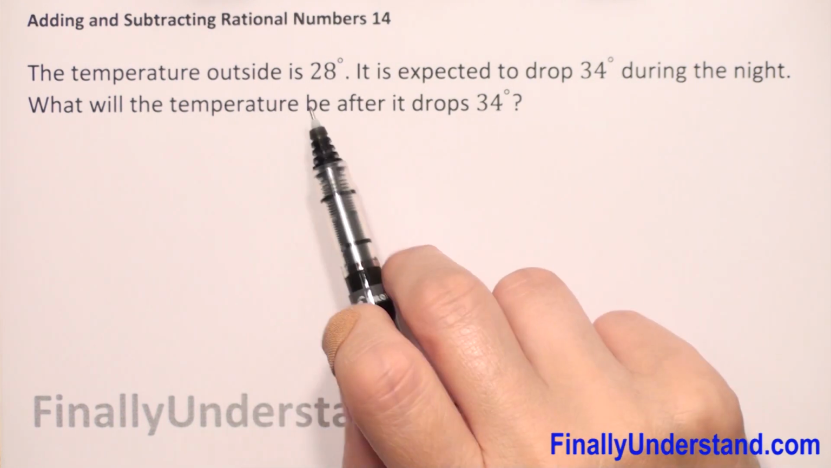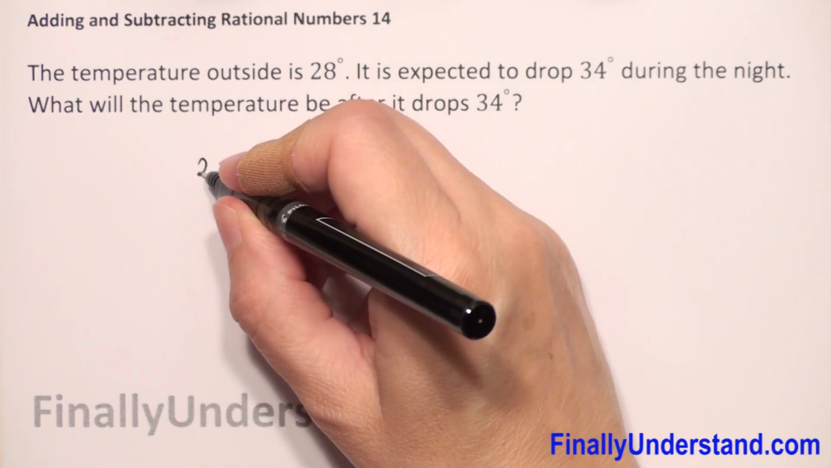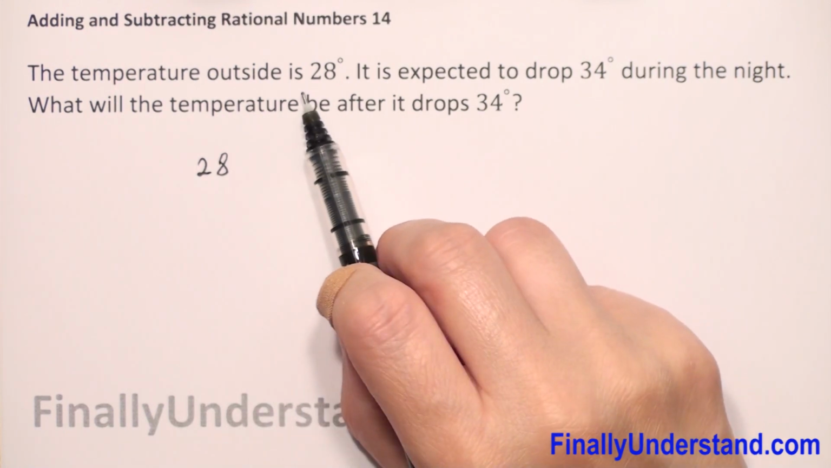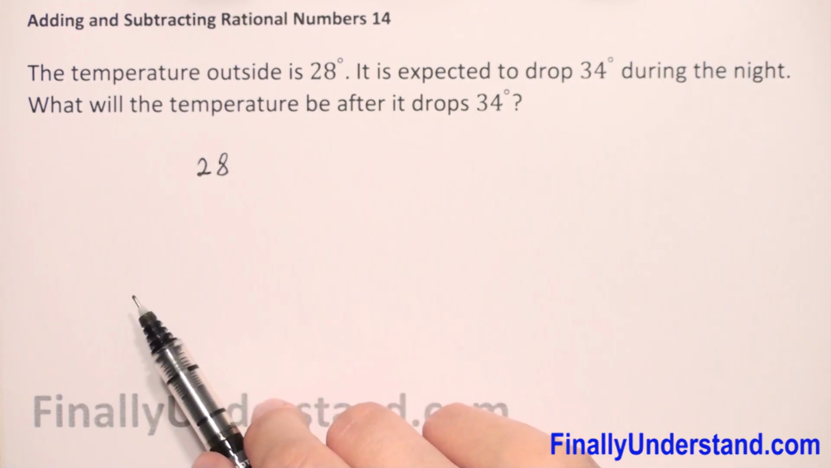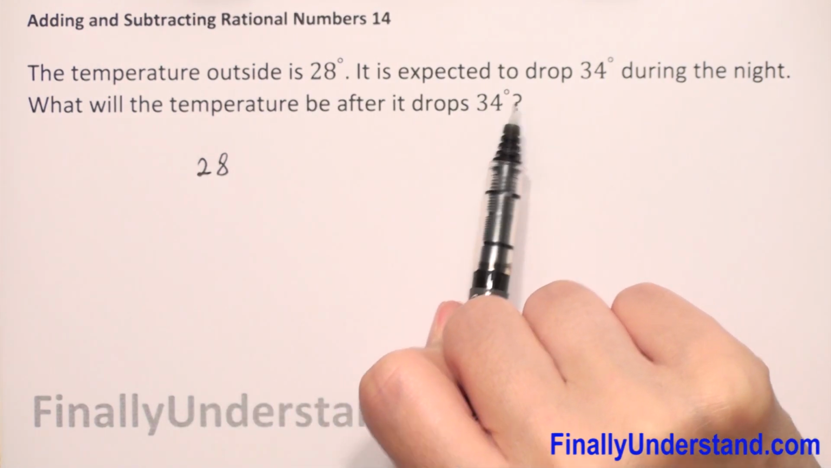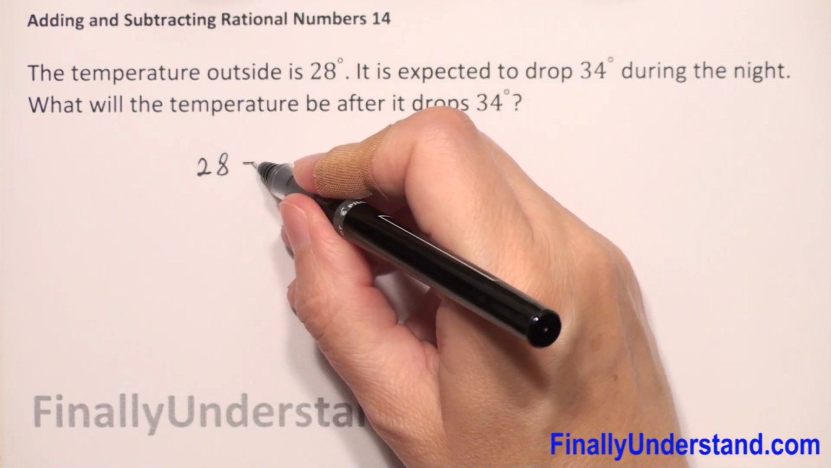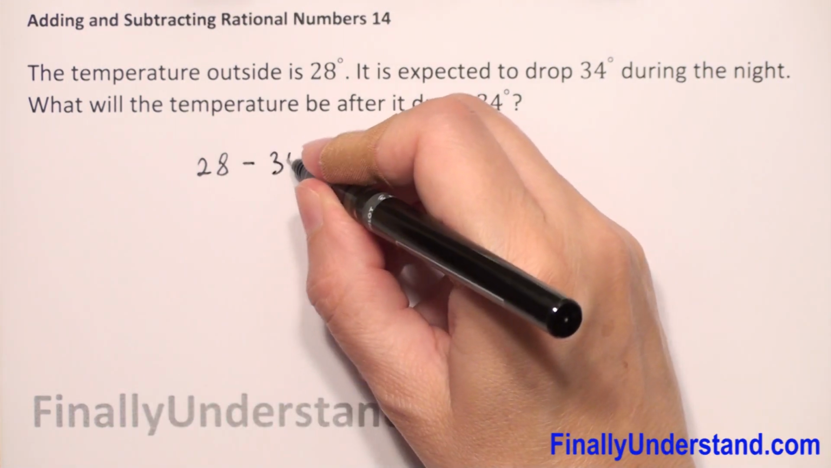So outside we have a temperature of 28 degrees. It's a positive number, so we don't have to write positive. And it's expected to drop, because it dropped, so we have to subtract this 34 degrees.